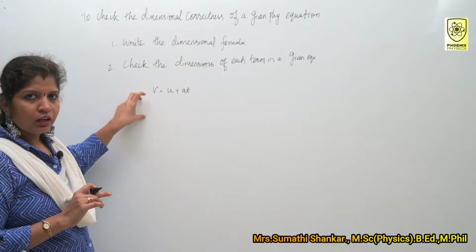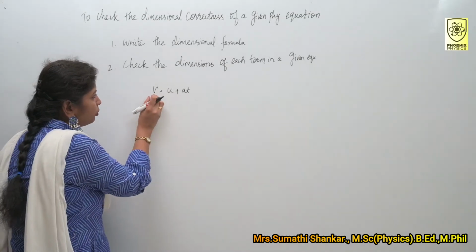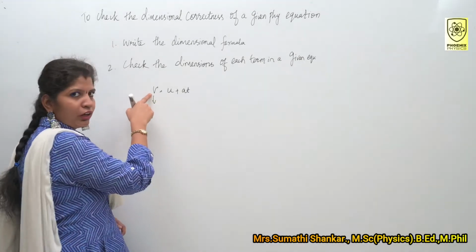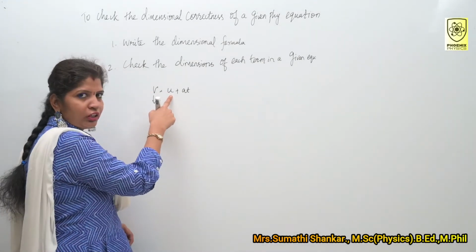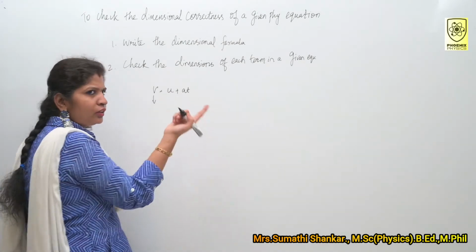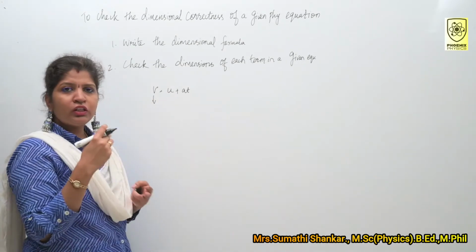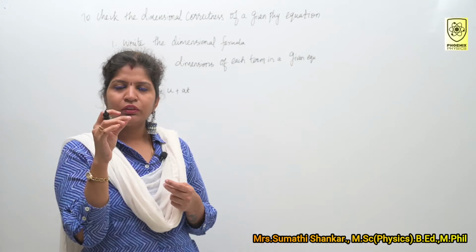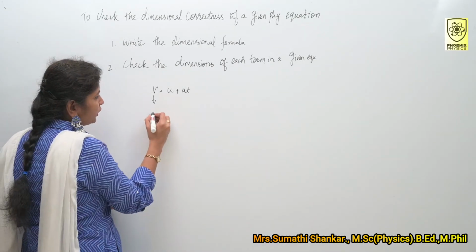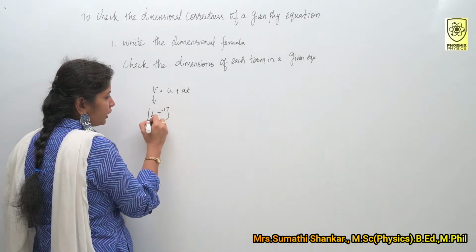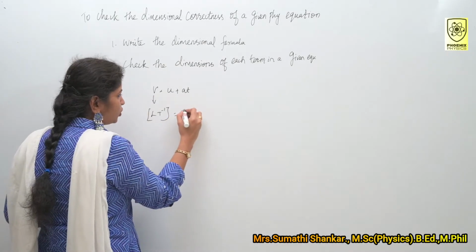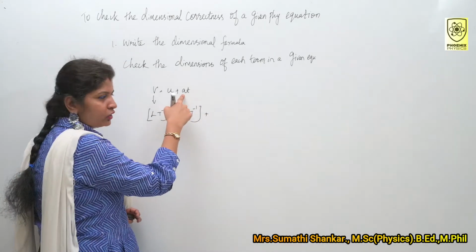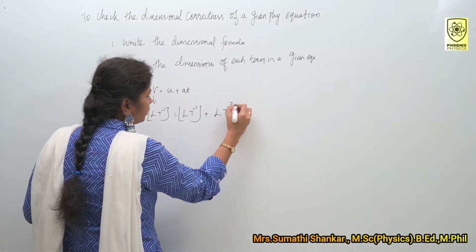Now we are going to write the dimensional formula of V, U, A and T. So you know that this V is nothing but final velocity and this U is nothing but initial velocity, A is acceleration and T is time. Here if it is initial velocity, final velocity means the dimensional formula is same, that is L T power minus 1. So here L T power minus 1 is the dimensional formula for velocity. Here also L T power minus 1 plus A is acceleration. Acceleration means L T power minus 2.